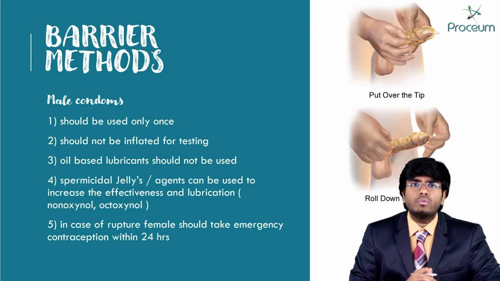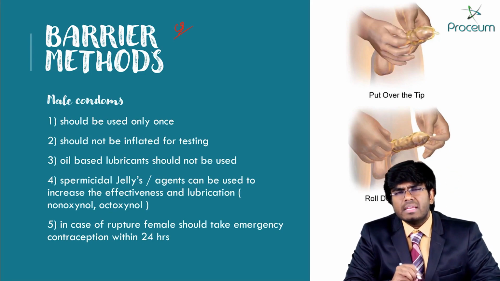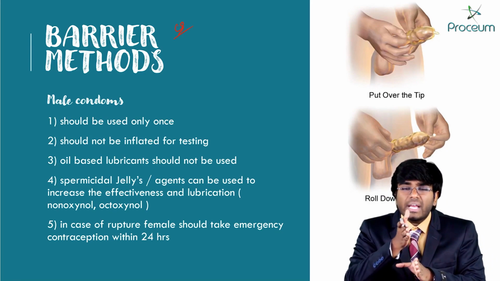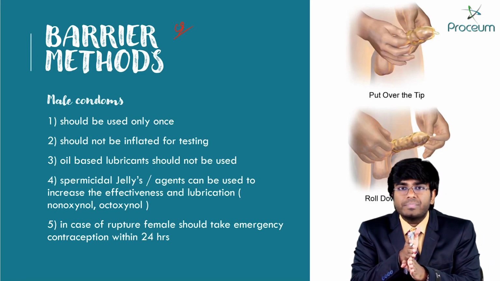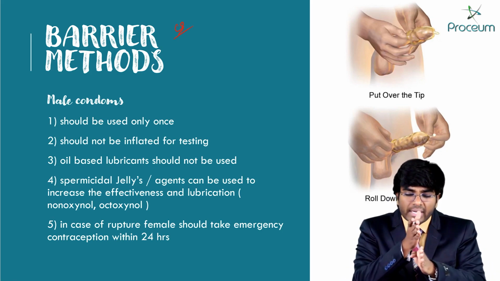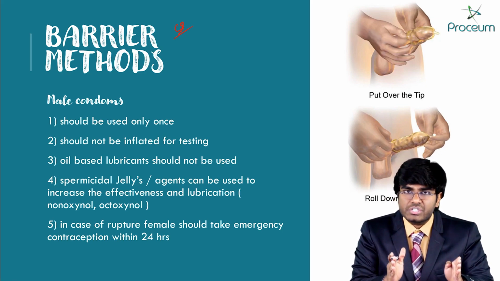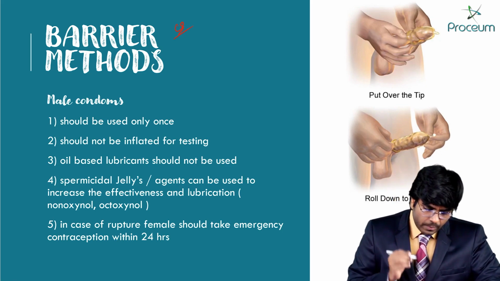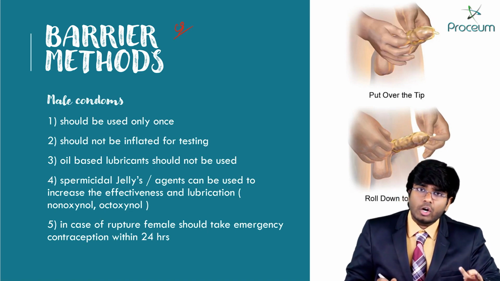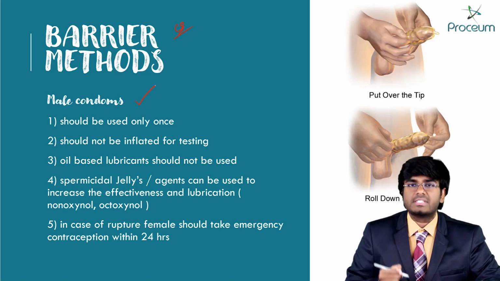Now let's continue with our barrier methods of contraception. See, it's in the name itself. It's a barrier method, meaning we are creating a barrier so that sperms do not meet the ovum, to prevent fertilization. Barrier methods include condoms, and condoms are of two types, male condoms and female condoms. Now let's start with the male condoms first.